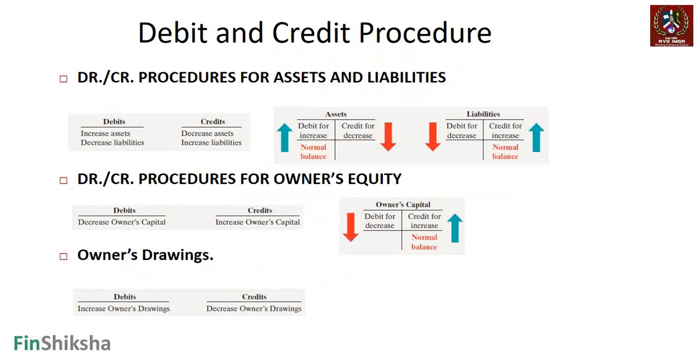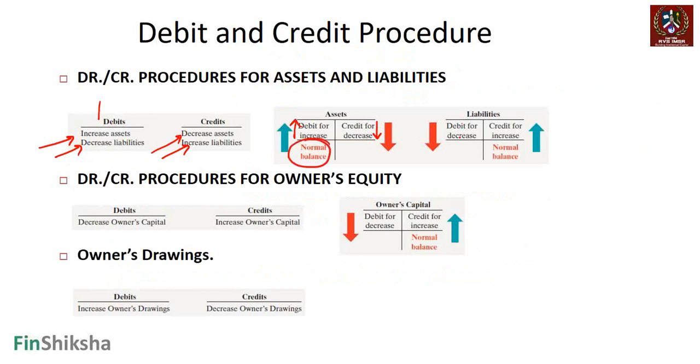Now, debit and credit procedures for assets and liabilities. Debits will increase assets. We've already seen this. And credits will happen when decrease of assets happen. Increase in liabilities are credits, decrease in liabilities are going to be debits, right? Assets basically show a debit for increase, credit for decrease, and your balance comes here in case you have more there.